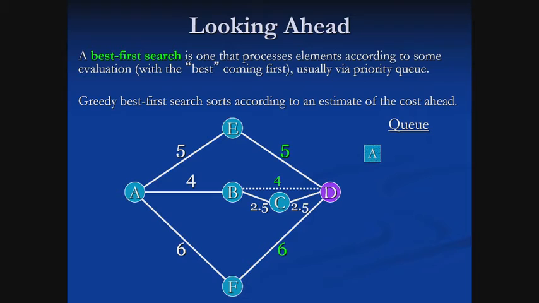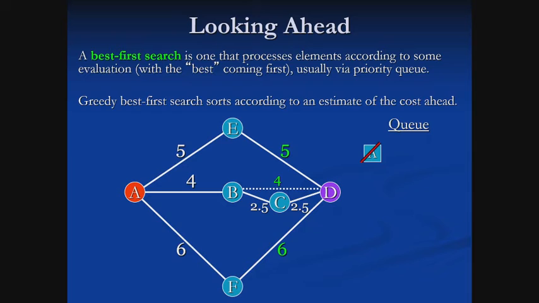So we insert our A node, that's our start, and then we go into our loop, and we pop off the first node in our queue, which is only A. From here, we're going to insert all of its children, E, B, and F. If this was just standard breadth first, that would be the order we inserted them: E, B, F.